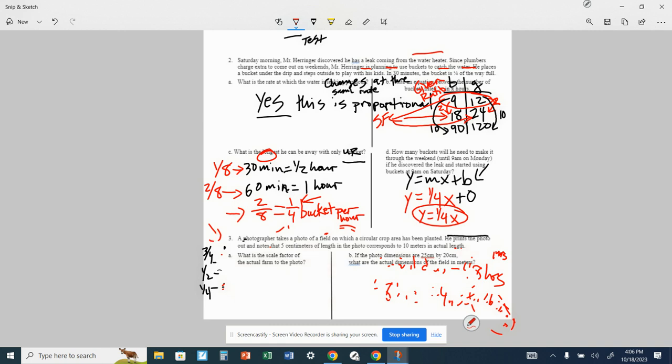Right? So again, drawing a picture can help. Okay? So if you take a photo on a field, right? He prints the photo out. He notices that for every 5 centimeters of length, every 5 centimeters of length is really 10 meters.